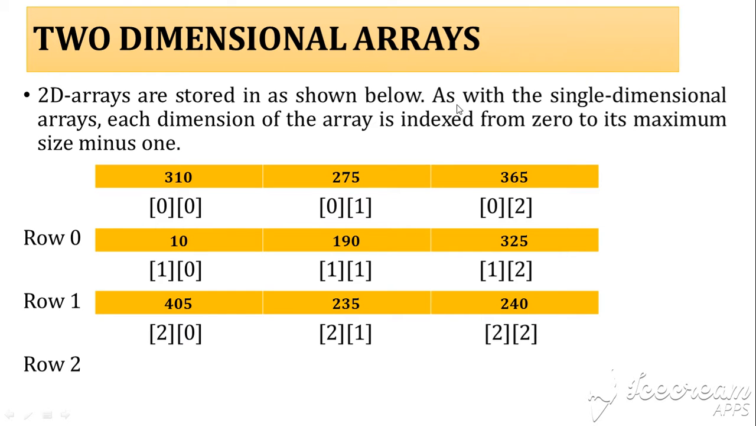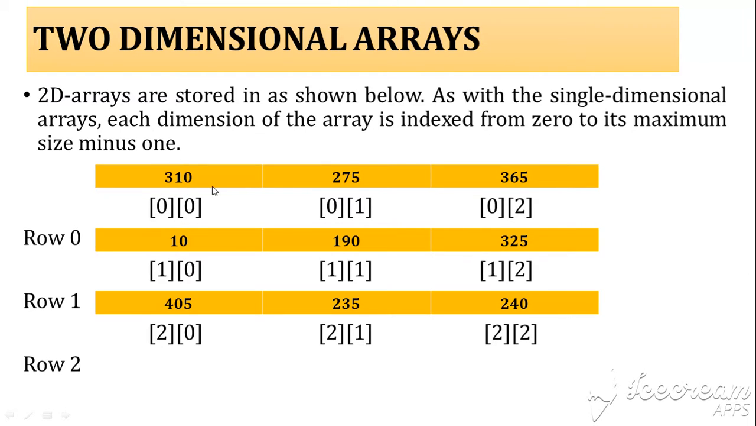Let us discuss two-dimensional arrays. A two-dimensional array is something which looks like this, where the elements are organized into rows and columns. The first row would be addressed as row 0, the second one as row 1, and the last one as row 2. On similar lines, the first column would be addressed as column 0, the second one as column 1, and the last one as column 2.